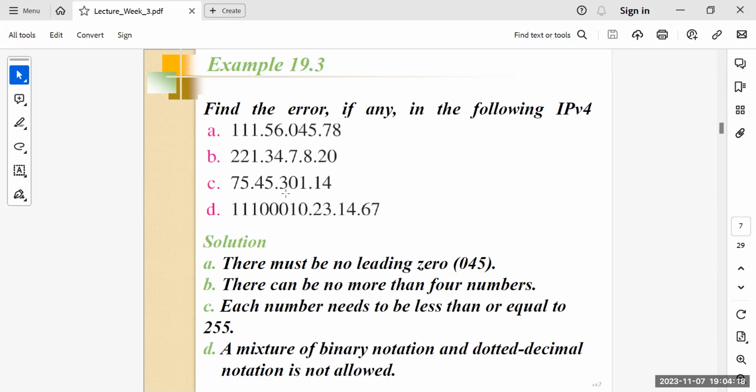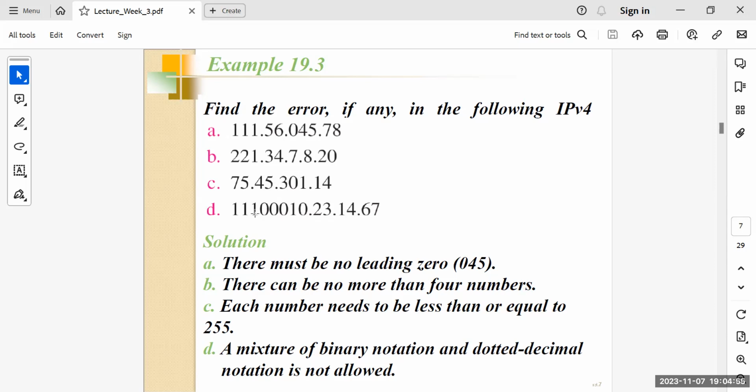Next, 75.45.301.14. So you can see that this looks valid, this looks okay, this looks okay, but 301, each number needs to be less than or equal to 255. A number cannot be greater than 255. Why? Because you have a total of 8 bits. It means the maximum number that you can represent is 255. And obviously for 301, you need to have more than 8 bits. Since a number greater than 255 cannot be represented in 8 bits, this is not a valid address.